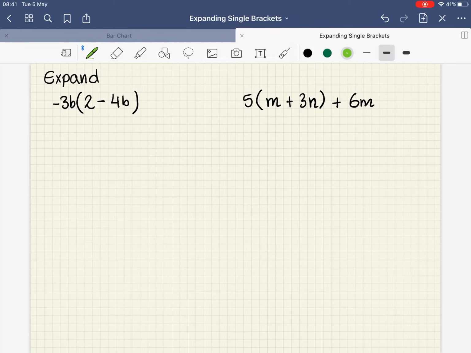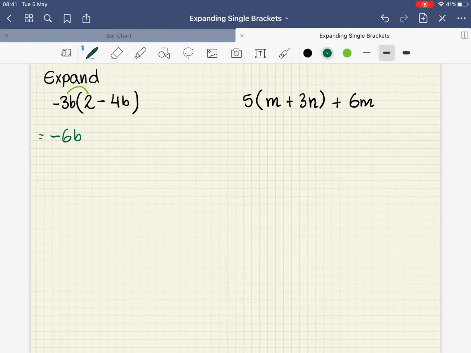Okay, so here I've got negative 3b. So I've got negative 3b times 2. Well, firstly, remember, I've got a negative here, and then this is a positive. So a negative times a positive is going to give me negative. Then I'm going to look at my numbers. So 3 times 2, that's going to give me the 6. So 3b times 2 would be that 6b.